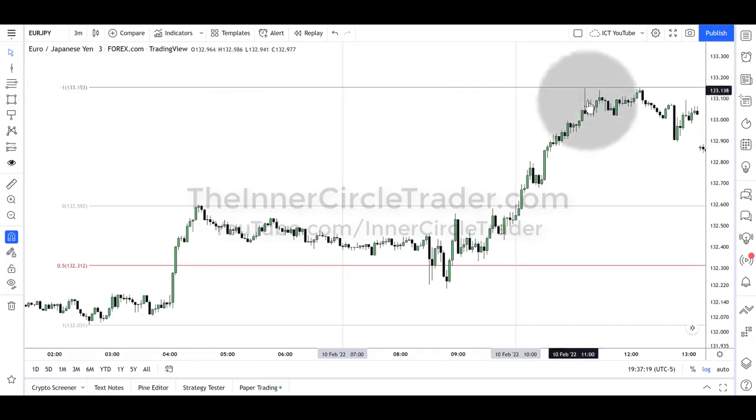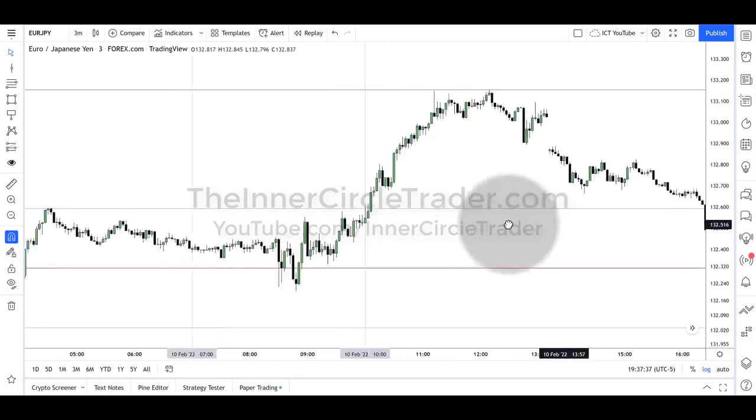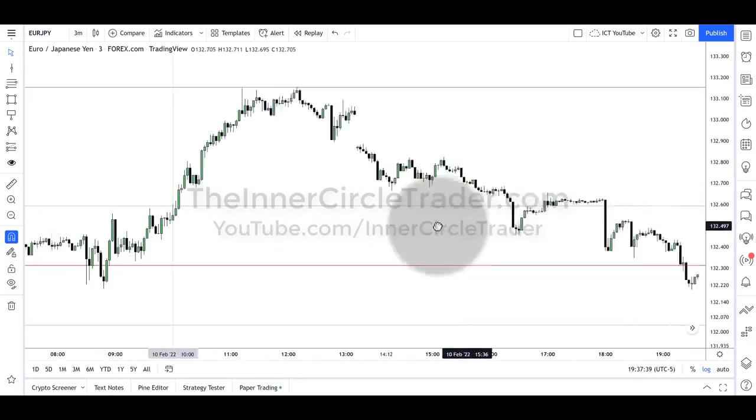133.153, and that's not that. Let's see. High is 133.15, so right to the point that you'd be looking for, and then we've seen it recede from that.